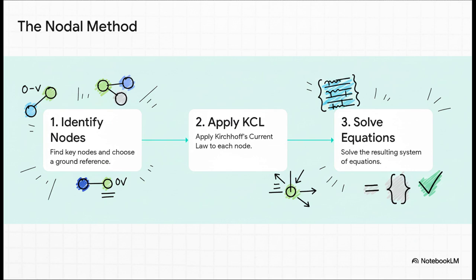First, find your nodes and pick one to be your 0-volt reference, or what we call ground. Second, we apply a fundamental rule called Kirchhoff's current law, or KCL. All that really says is that a node can't just create or destroy electricity. Whatever current flows in has to flow back out. It's like a traffic intersection. Cars can't just vanish. And third, we solve the equations that this rule helps us build. Let's see it in action.